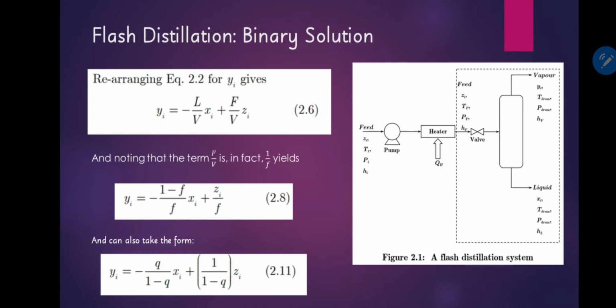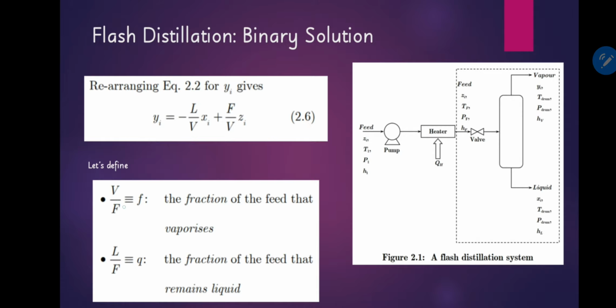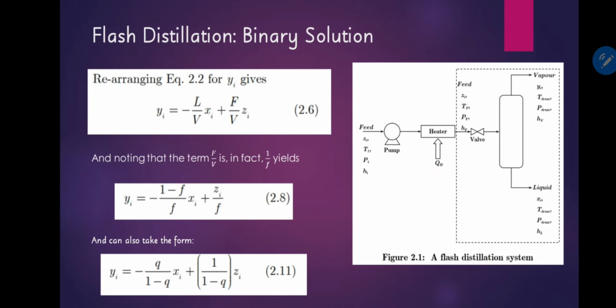Okay, we proceed. Now, let's go back to equation 2.6. We say that this is the equation 2.6. Now, what is F over V? F over V is equivalent to 1 over f. Let's try now to express the whole of this in terms of f. So if F over V is 1 over f, equation 2.6 will yield Yi is equal to negative 1 minus f over f multiplied by Xi plus Zi over f. That will give you now equation 2.8.